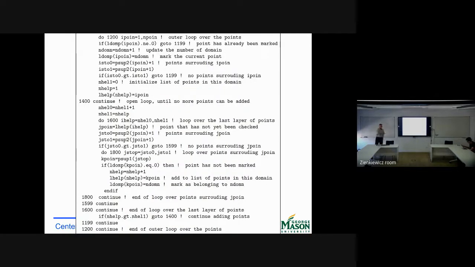So this is how it looks in Fortran 77, for those that still remember how to do that. So you have a loop over the points, just so you catch all the points. If the point has not been marked, you update the domain, and you go around and advance with layers until you cover everything. And because you have this outer loop over the points, you cover all the points of the domain at the end.